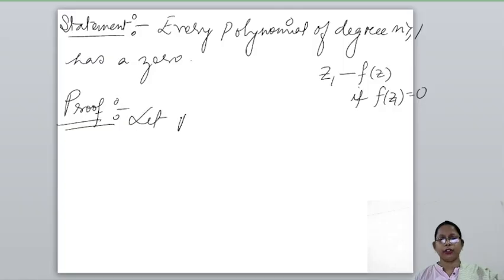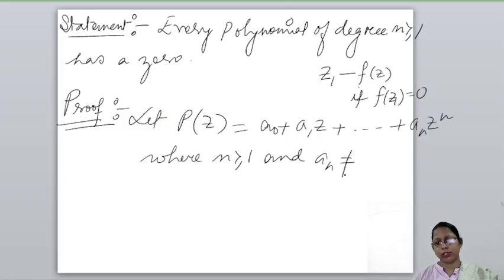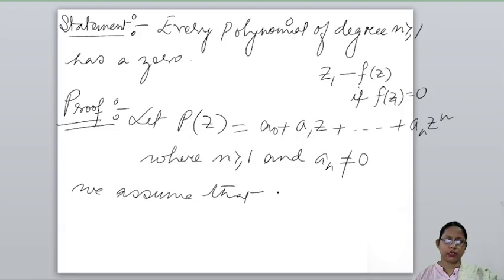Let p(z) equal to this be an nth degree polynomial, where n is greater than or equal to 1, and this will be nth degree only when the coefficient a naught is not equal to 0. We assume that p(z) has no zero.